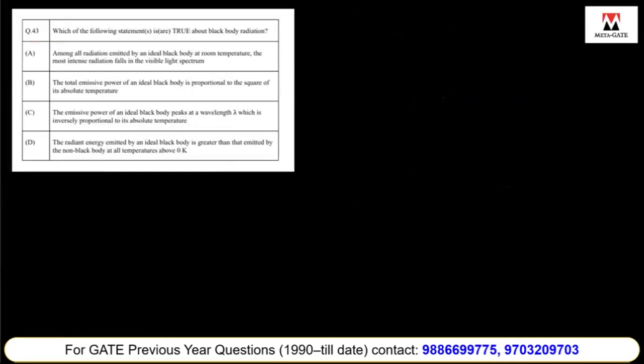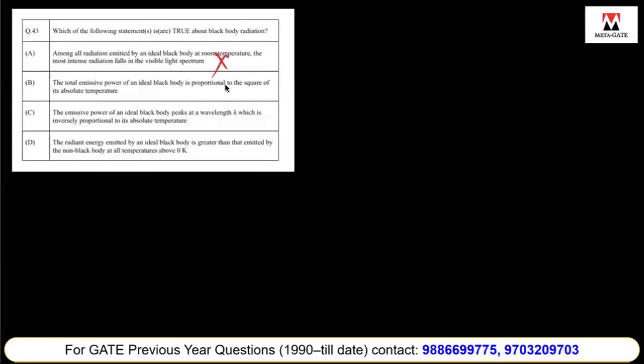Which of the following is true regarding black body radiation? Among all the radiations emitted by the ideal black body at room temperature, the most intense radiation falls in the visible light spectrum. See, among all the radiations emitted by the black body at room temperature, the most intense radiation doesn't fall in the visible spectrum.